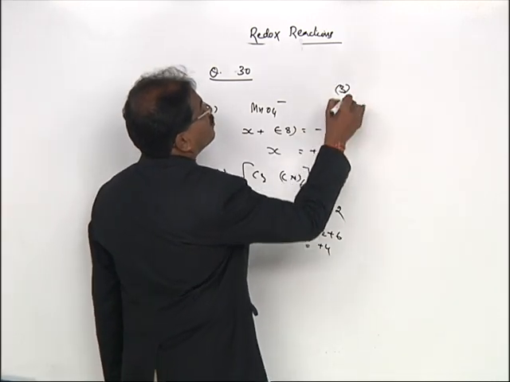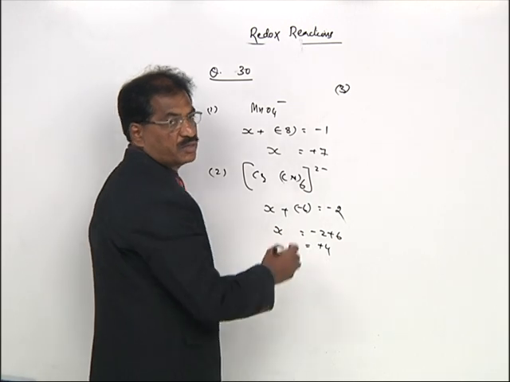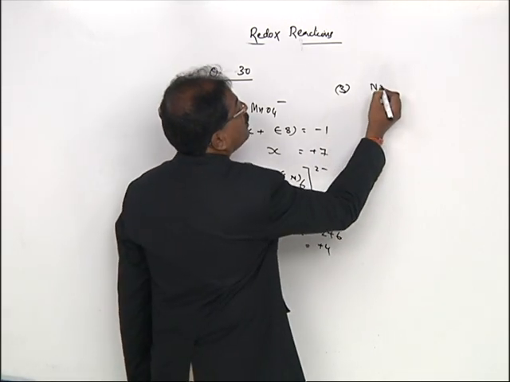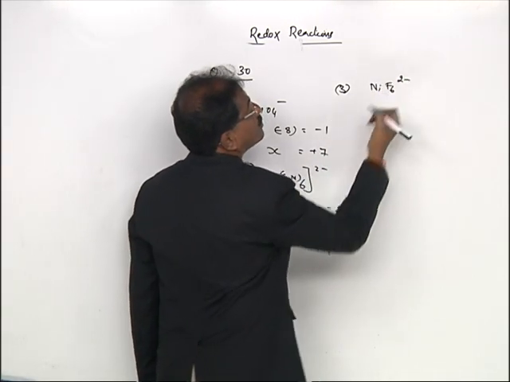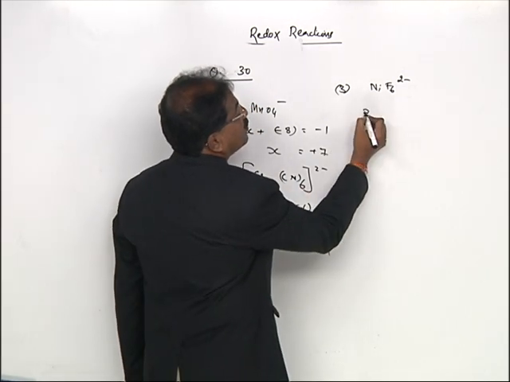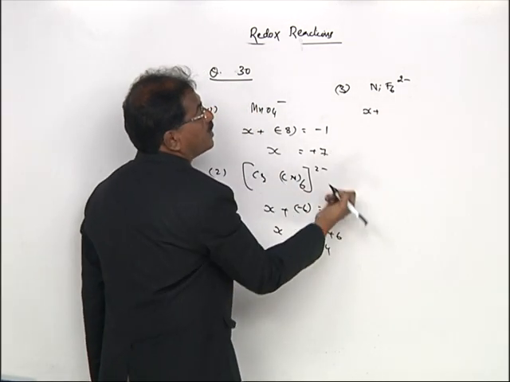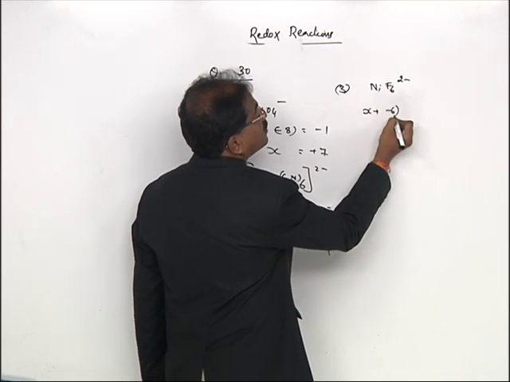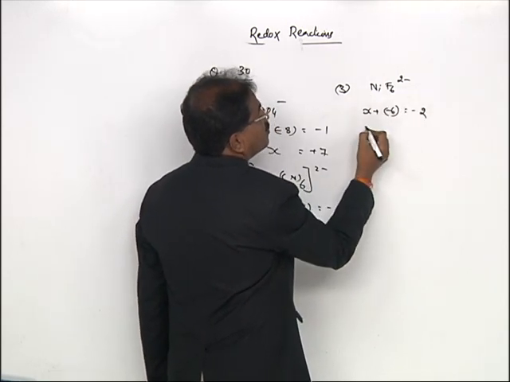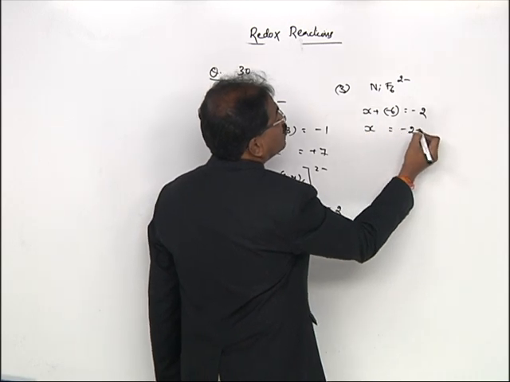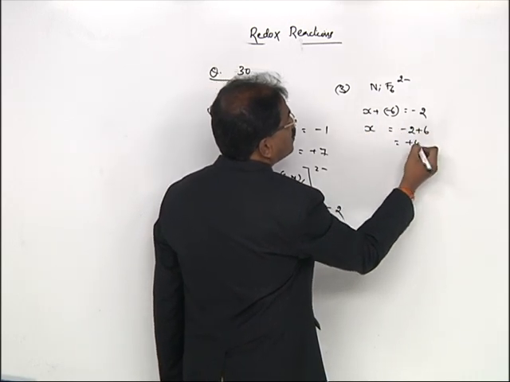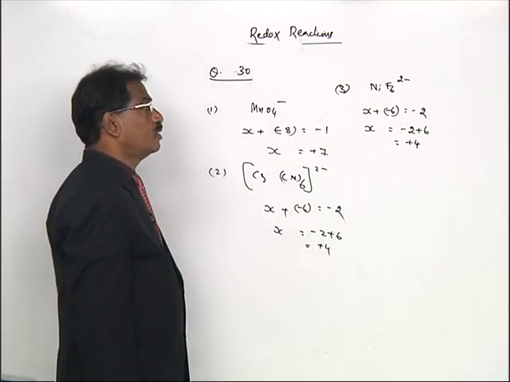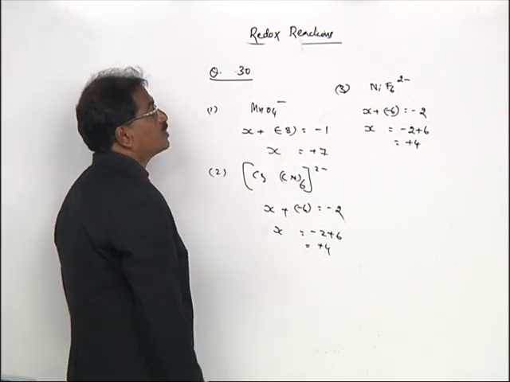Next, third option. In the third option, they have shown NiF6 2 minus. Here let us see, the oxidation state of nickel is X. For each fluorine -1, so 6 are there, so X - 6 is equal to -2. X is equal to -2 + 6, so +4. So here again we got +4.